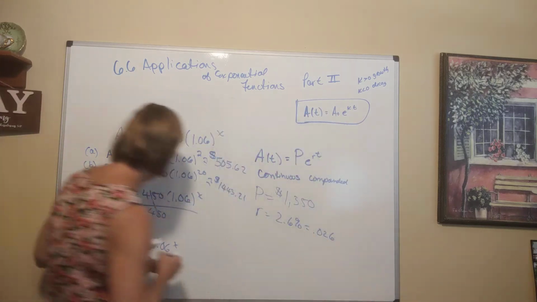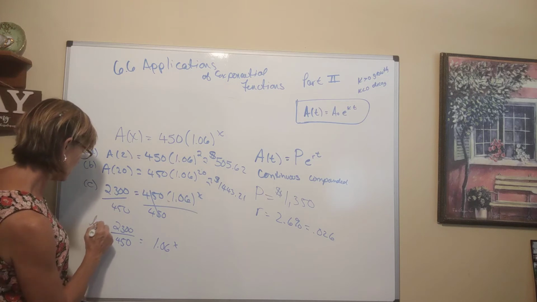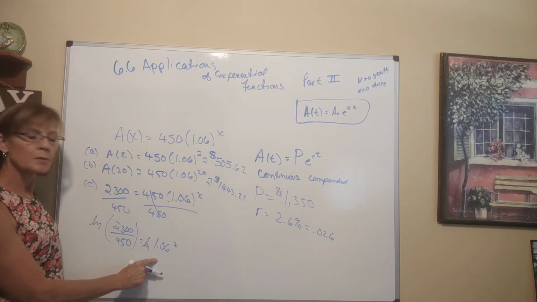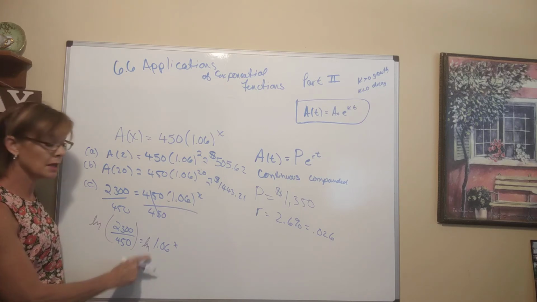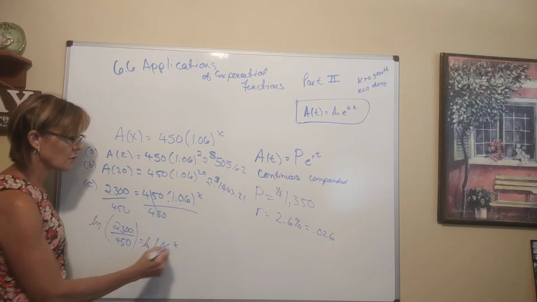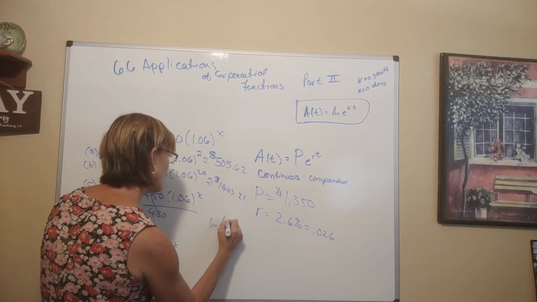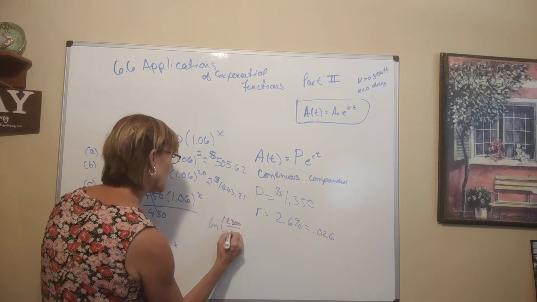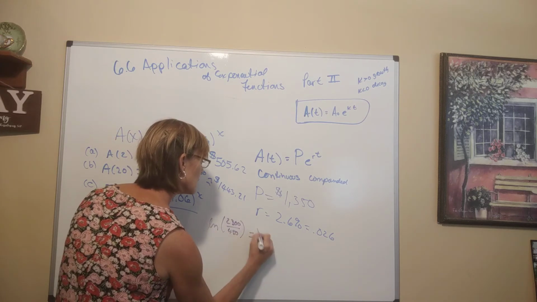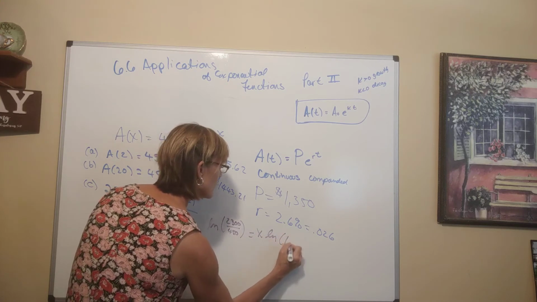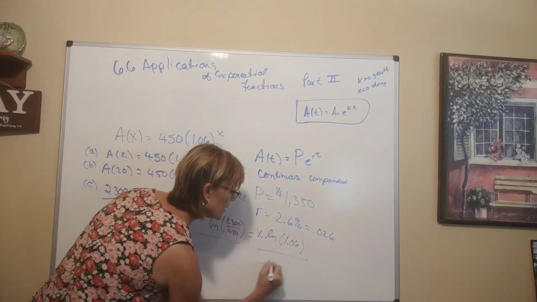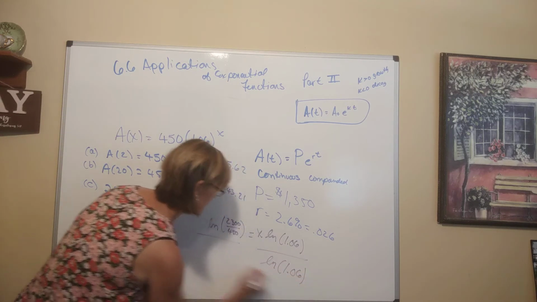So natural log of this, natural log of that. This does not undo each other because this base is 1.06 and this base is E. But it's helpful because we can use the power rule. So throw X in the front. So over here, we get the natural log of 2,300 divided by 450 is equal to X times the natural log of 1.06. Now to solve for X, I'm just simply going to divide both sides by the natural log of 1.06.